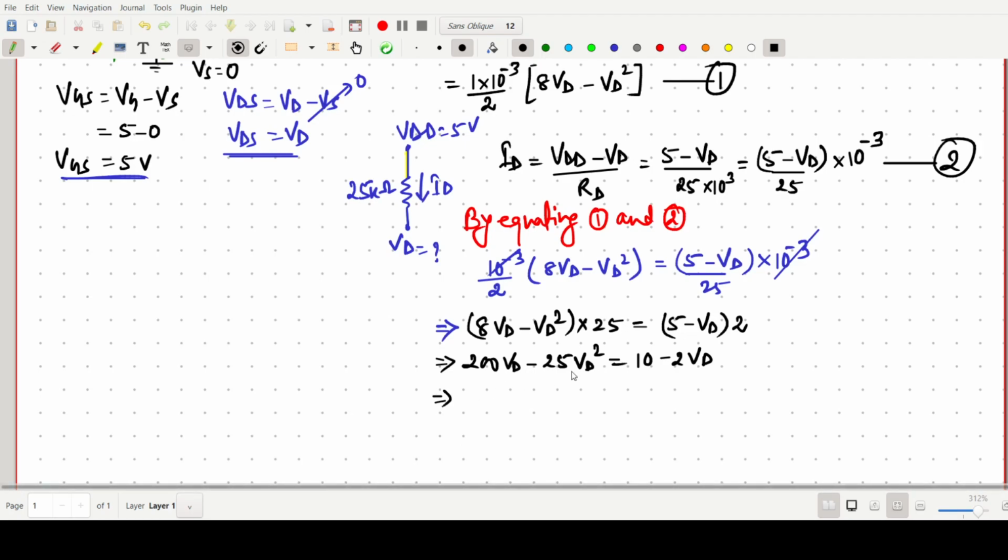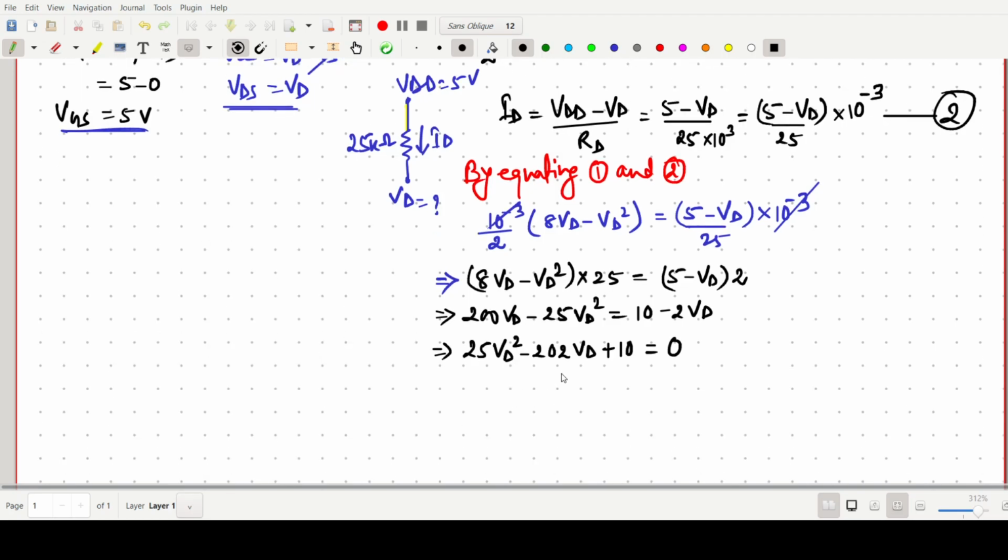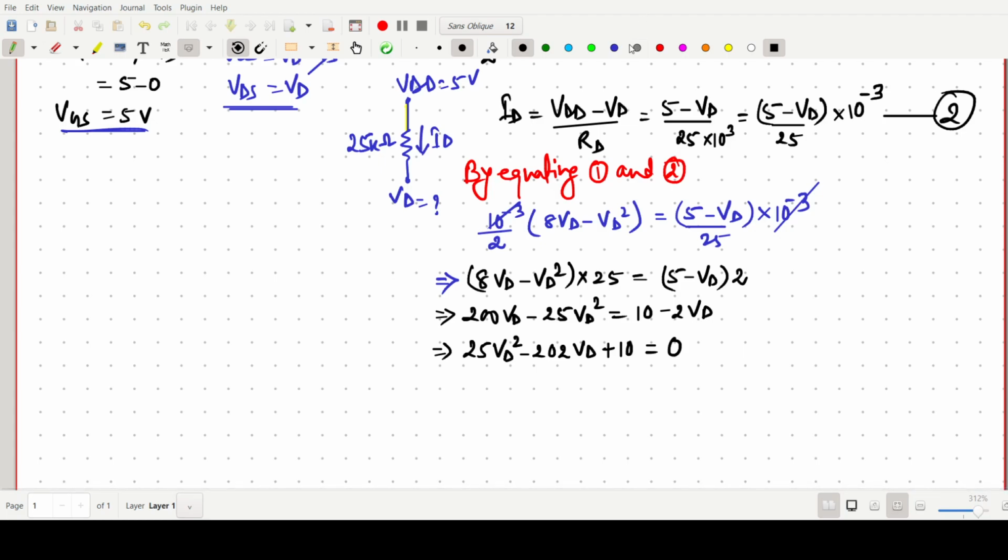So one can simply write, if you put this on the right hand side, this as 25 VD square, then minus 202 VD, plus 10 equals 0. So this one is our quadratic equation in VD. So we can find the value of VD because we have to find the VD. So this one is simple. We can do it like this.